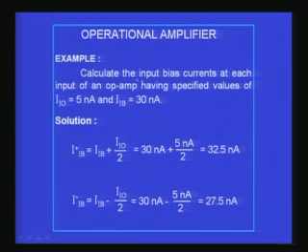Okay, now let us try to do a simple illustrative problem. Calculate the input bias currents at each input of an op amp having specified value of input offset current IIO 5 nanoamperes and IIB 30 nanoamperes. So the average of the two input currents is 30 nanoamperes and the difference is 5 nanoamperes.